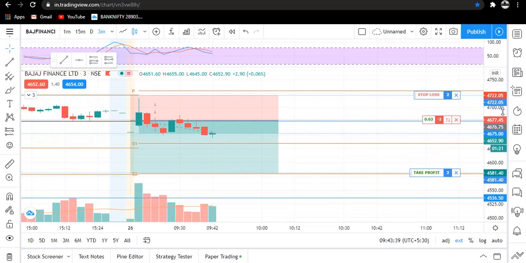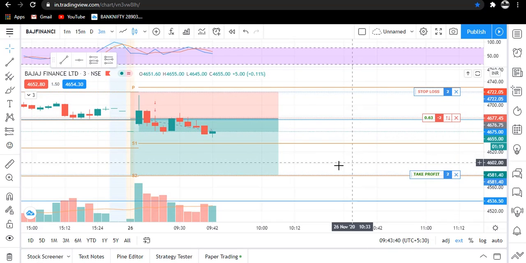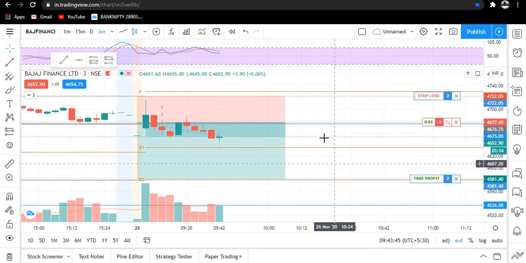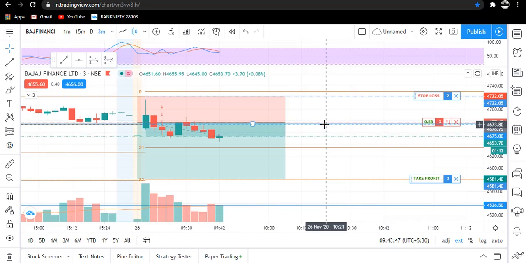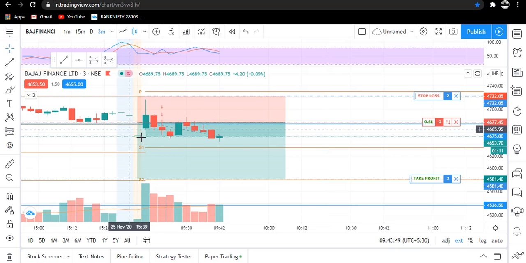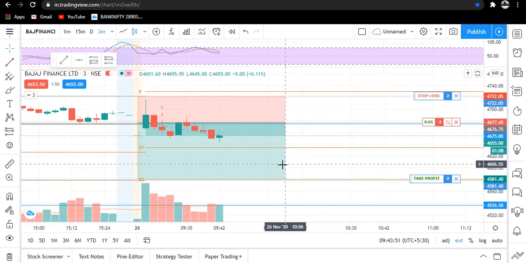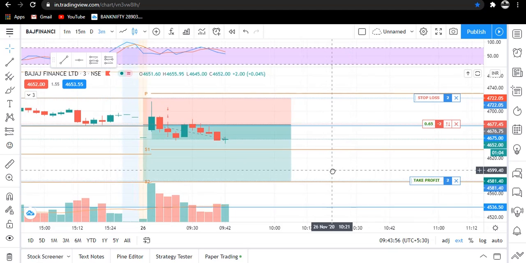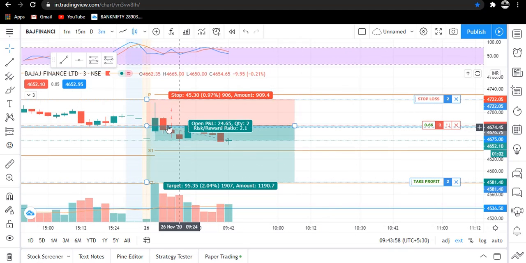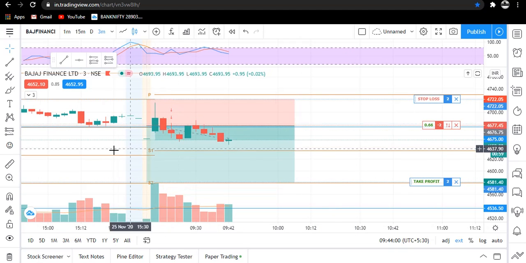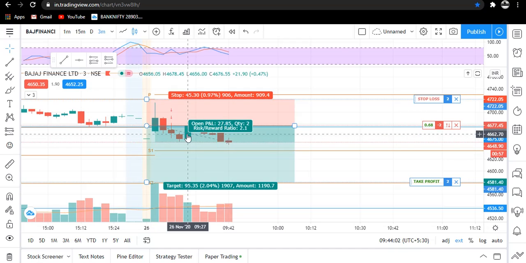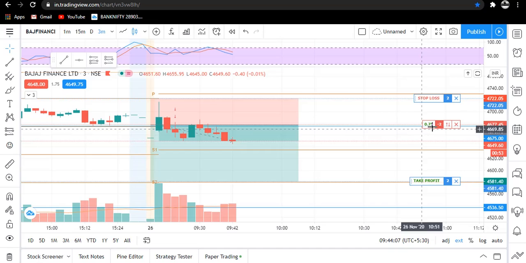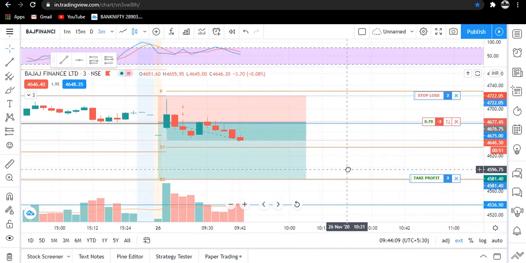Okay traders, here you can see when the price gave the breakdown of this support which we drew by a horizontal line, we got active and placed the limit order at this price for the retracement. There the retracement came, you can see, and at that retracement we entered into the trade. You can see we have sold 2 quantities.